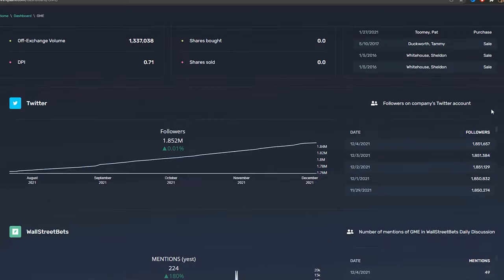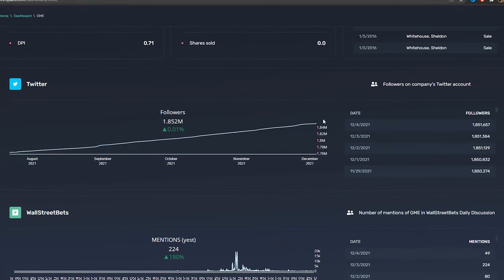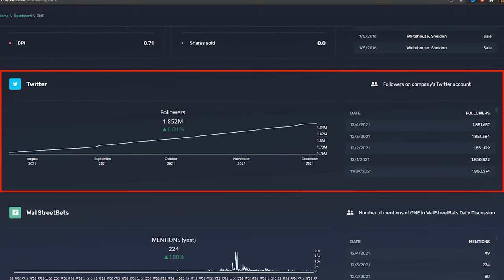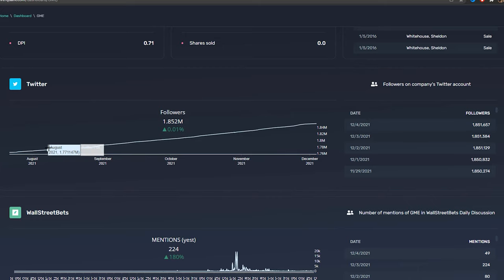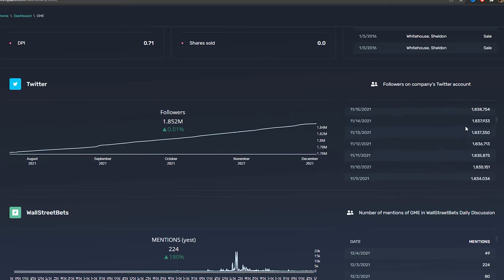That's pretty interesting. If we scroll a little bit down, we see Twitter, and we see followers on the company's Twitter account. What's interesting is you can see throughout 2021, GME has consistently been gaining more followers on Twitter, which is really interesting data to look into. We can see the dates and the followers either growing or declining.